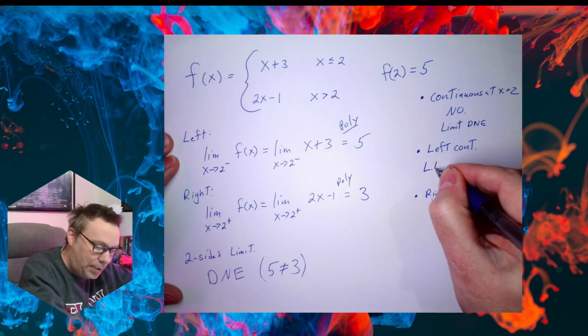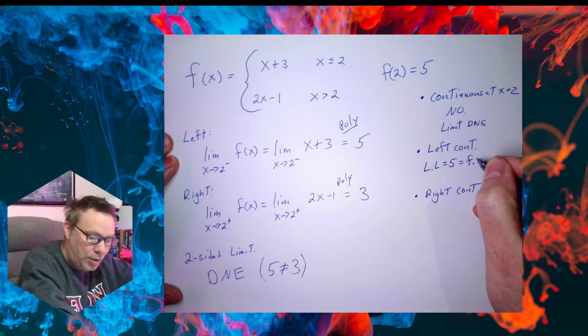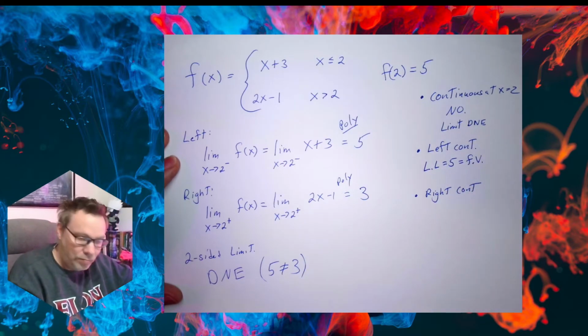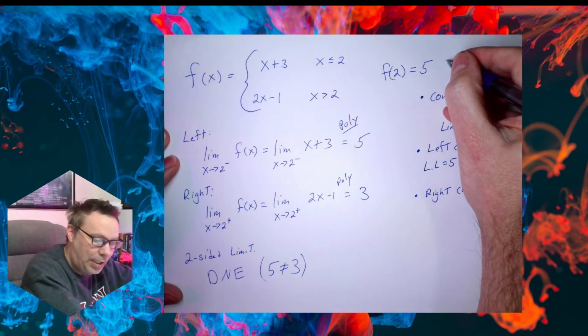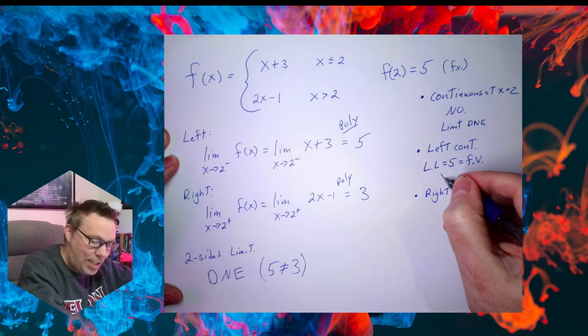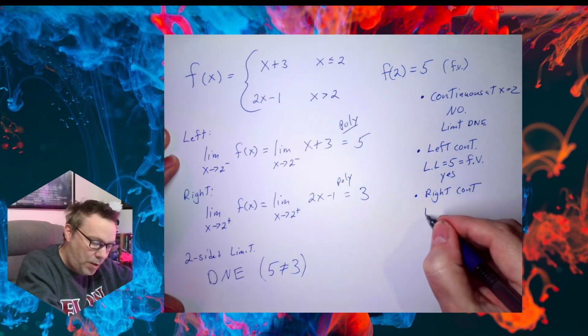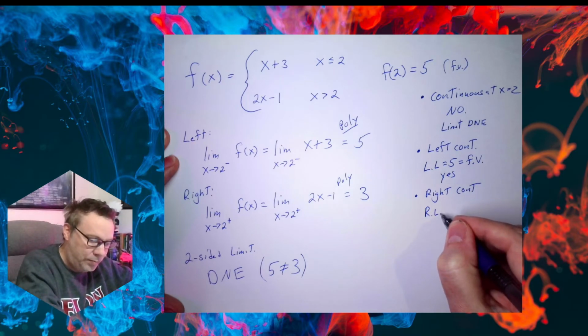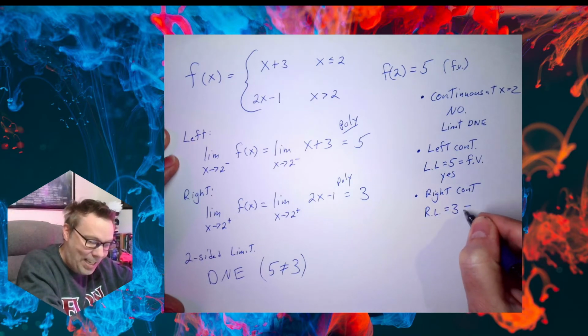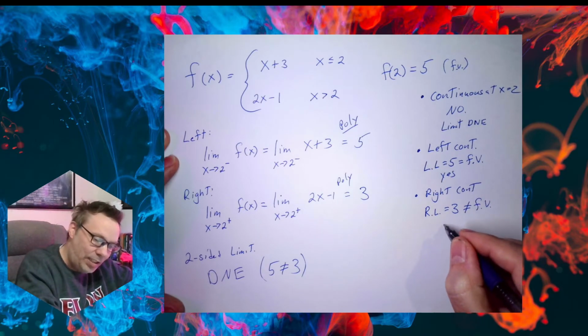So, is it left continuous? Well, the left limit is equal to 5, which happens to be equal to the functional value. This is what I'm labeling as the functional value. So the answer is yes. Now what about the right continuity? Well, the right limit is equal to 3, and that does not equal the functional value. So the answer is no.